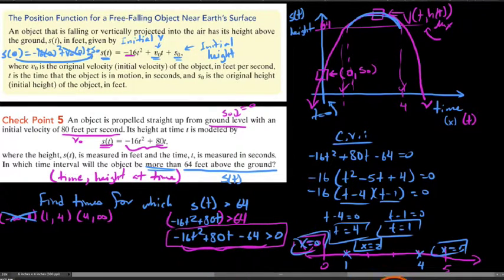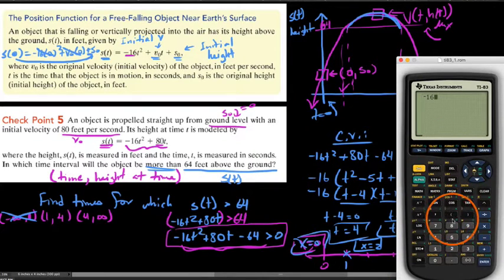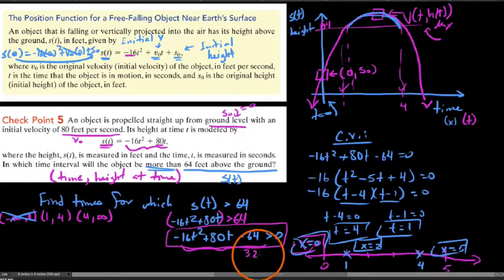If we now plug in 2 in our middle interval, we would say negative 16 times 2 squared, plus 80 times 2, and minus 64. We get 32. And if 32 greater than 0 was our statement, this would be true. So all of the times in this interval from 1 to 4 seconds would satisfy this initial inequality.